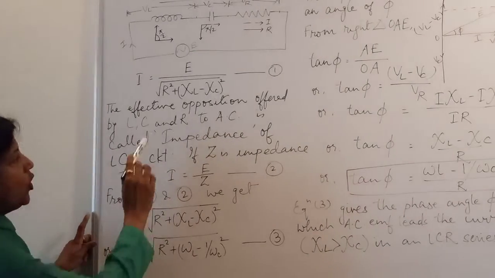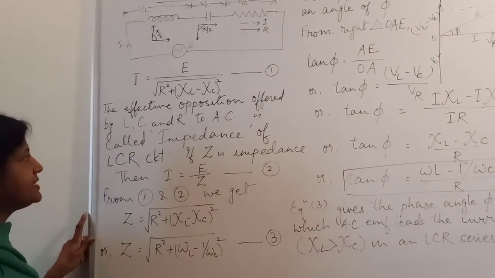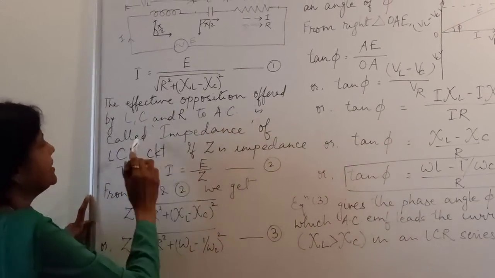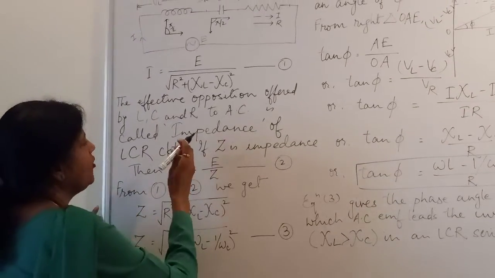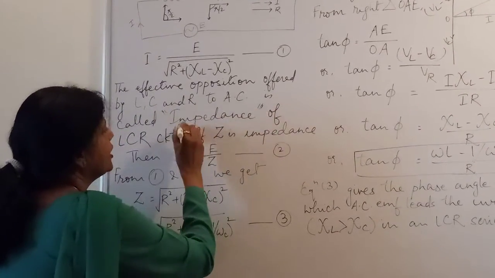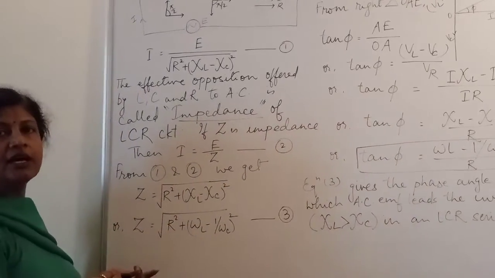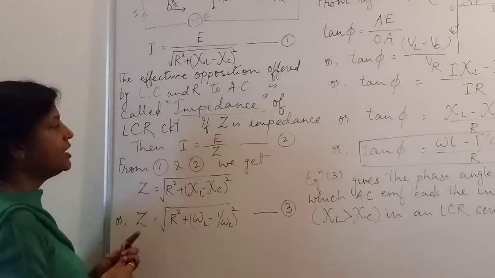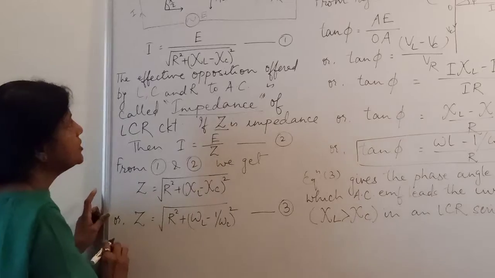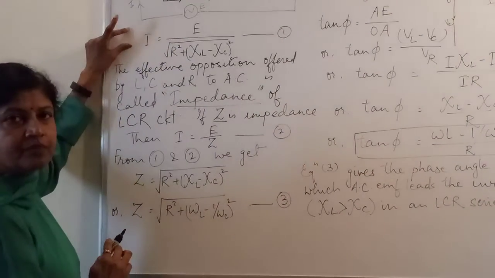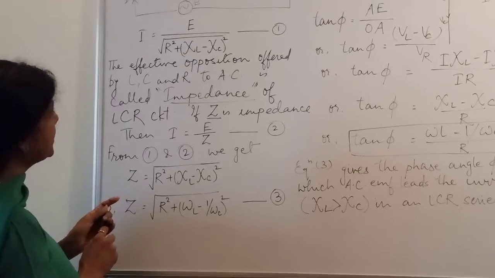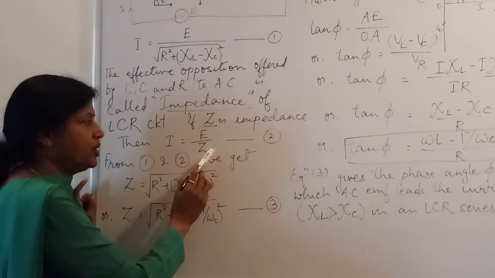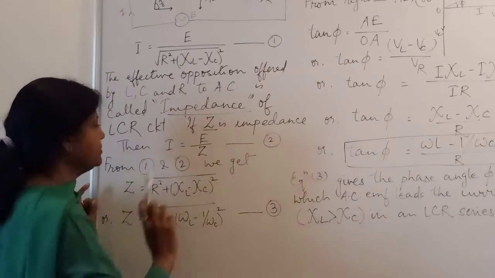The effective opposition offered by L, C and R to alternating current is called impedance of the circuit, impedance of LCR circuit. And impedance is represented by Z. So, using this relation, considering equation number 1, we can write I is equal to E upon Z. Let it be equation number 2.